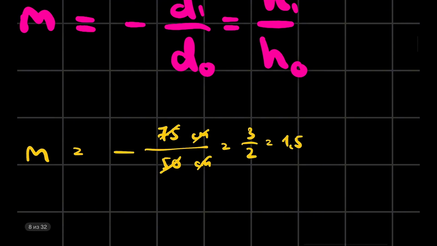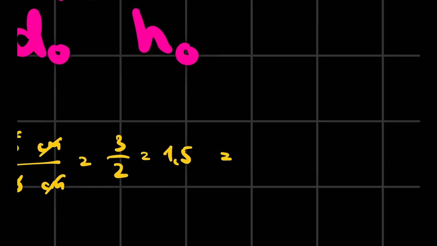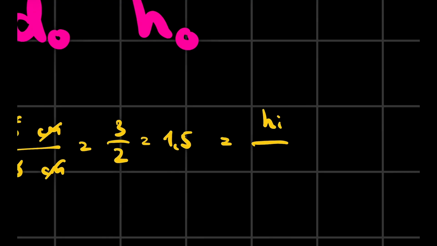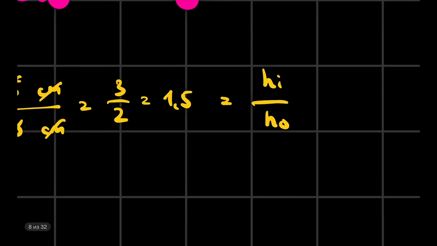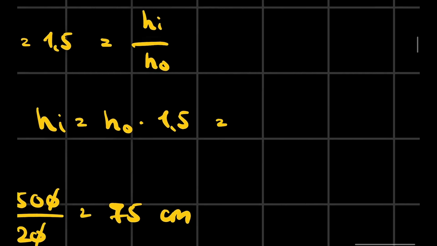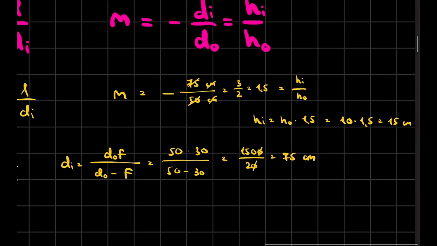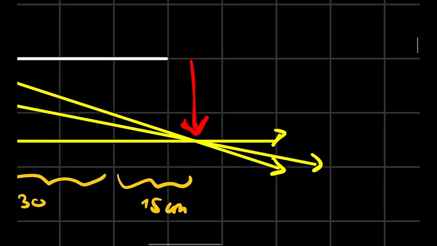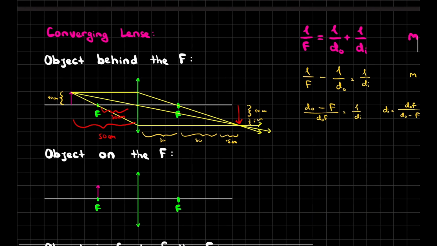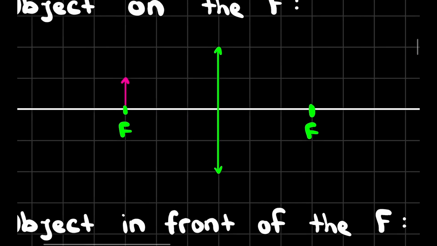And if it is 1.5, we can also use the second formula, which is hi divided by ho. We have the height of the object, then our height of the image would be height of the object multiplied by 1.5. If it is 10 multiplied by 1.5, our image was meant to be 15 centimeters. You can definitely see that this is 1 box and this is half of the box. It is exactly 10 centimeters, this is 5 centimeters, and this definitely works. This is 15 centimeters. Okay, good.